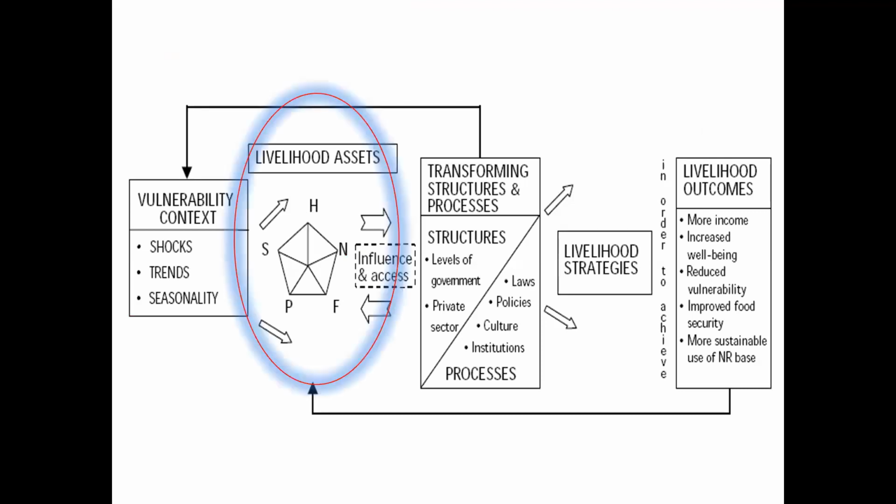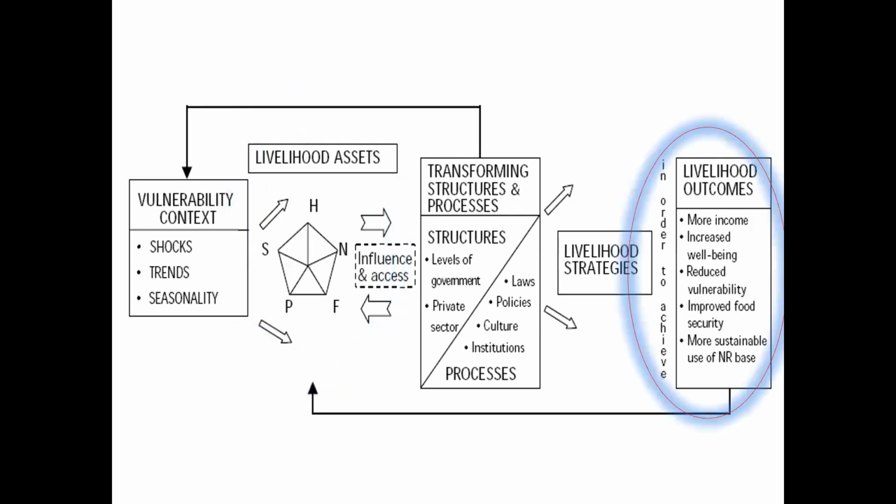At the center of the framework is the famous Pentagon of Capitals, on which people build their livelihoods: human, natural, physical, financial, and social capital. The Pentagon became the identifying icon of DFID's research and development interventions. If you couldn't present a Pentagon in those days, you were not taken seriously.